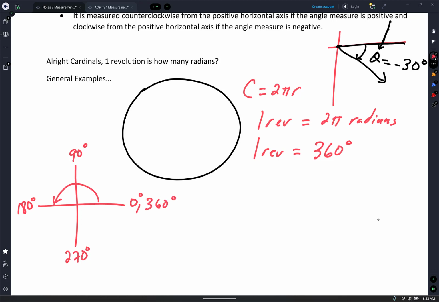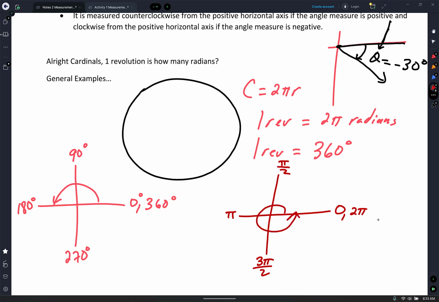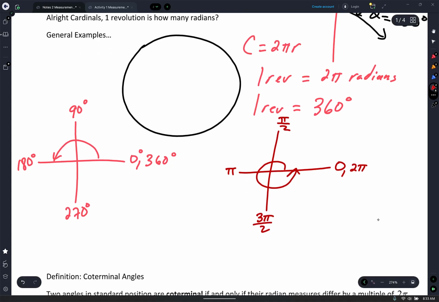Cool or not cool? If I do this in radians, here's my radian. 0, notice I didn't put a degree symbol. Pi over 2. Pi. 3 pi over 2. And 2 pi. Once you've done a whole revolution, that's 2 pi. How do we feel? Nothing crazy, have we? Have we done anything crazy? Okay. Here we go, guys.